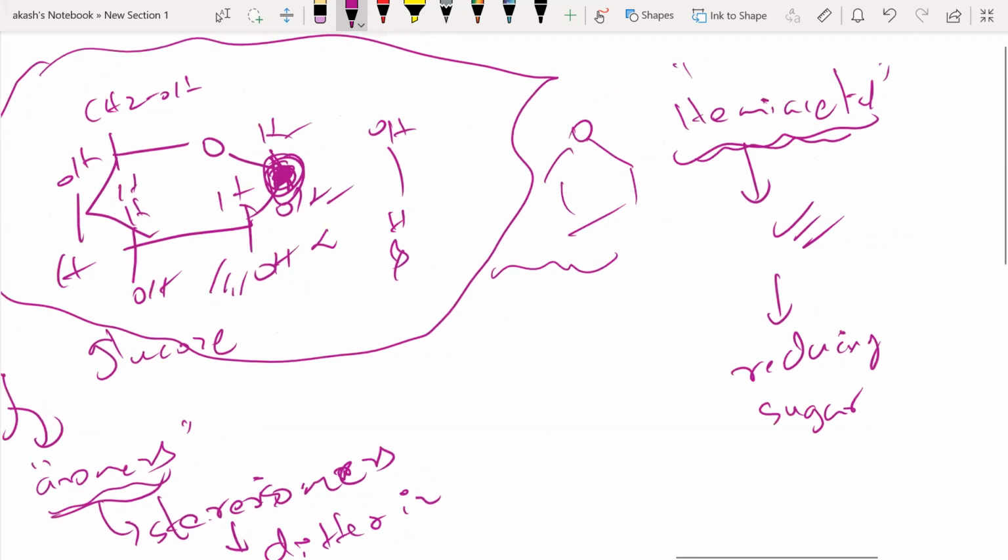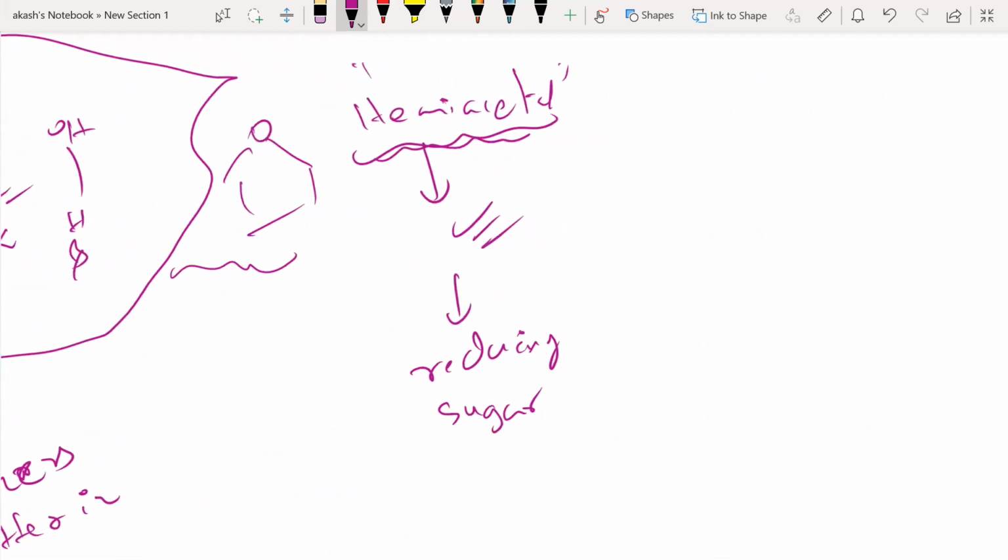Coming to the point, a hemiacetal is a structure in which there is a carbon, and one of that carbon's bonds should be satisfied by OH, and the other bond should be satisfied by an ether, OR. Basically, this is your alcohol, and this is your ether. Obviously, the other two bonds can be anything.